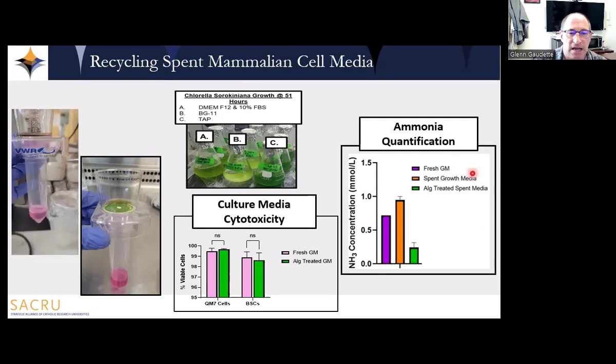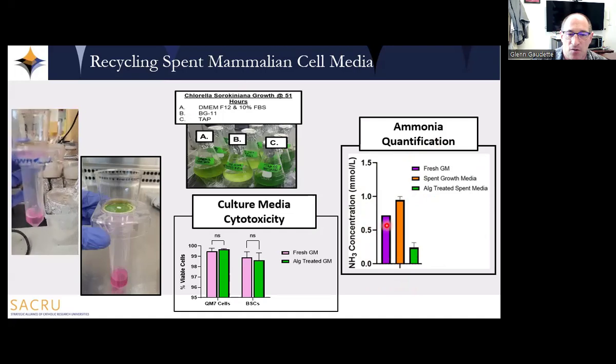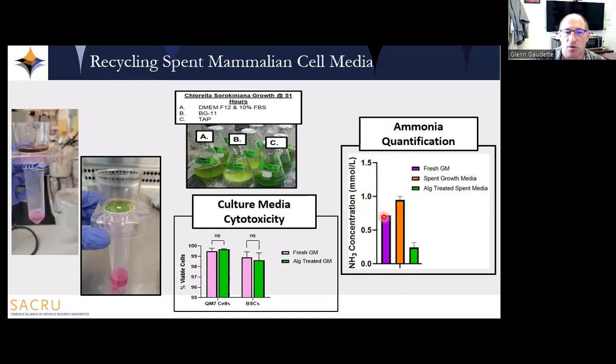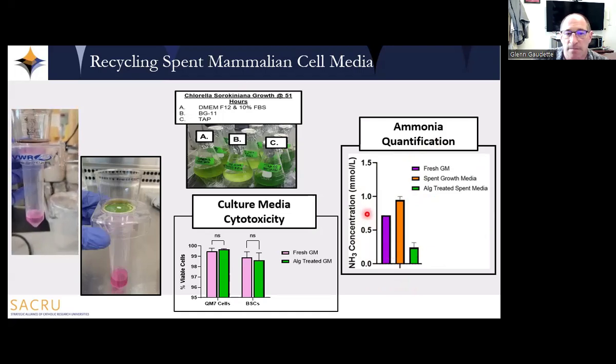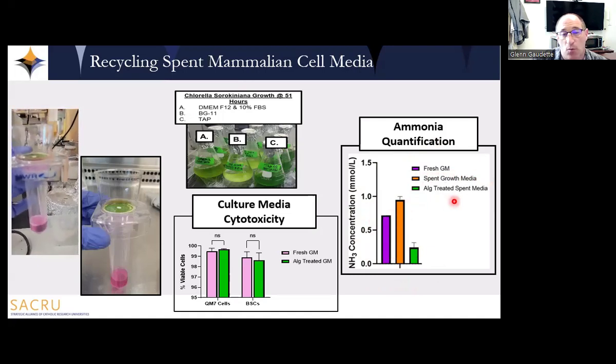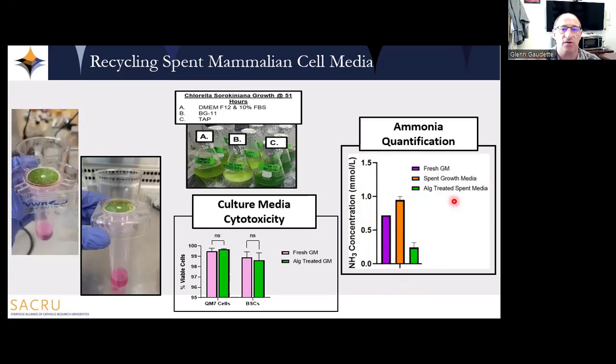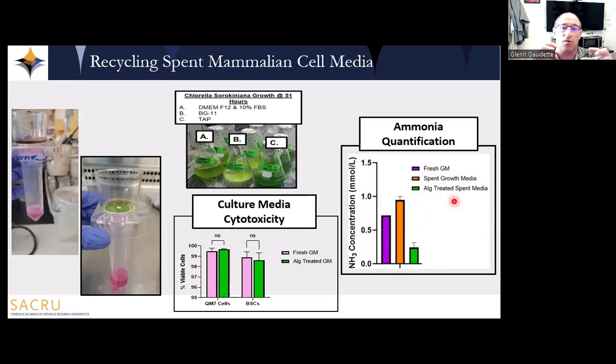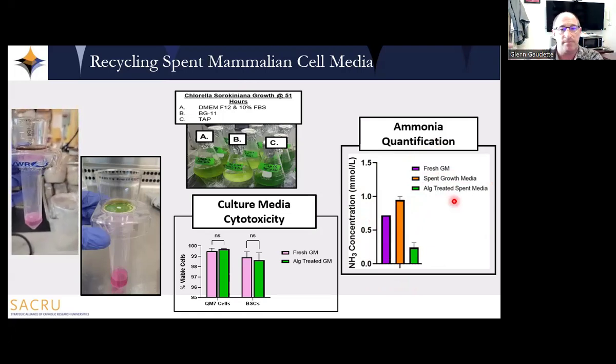And so on the right-hand side here, we're looking at the levels of ammonia. The growth media, the solution that we use to grow the cells in, starts off around 0.7 millimolar per liter. As we grow our animal cells in there, we see an increase in the ammonia level, which then has a negative effect on the other cells, and it slows down their growth. And so that's why we need to change out that media every couple of days.